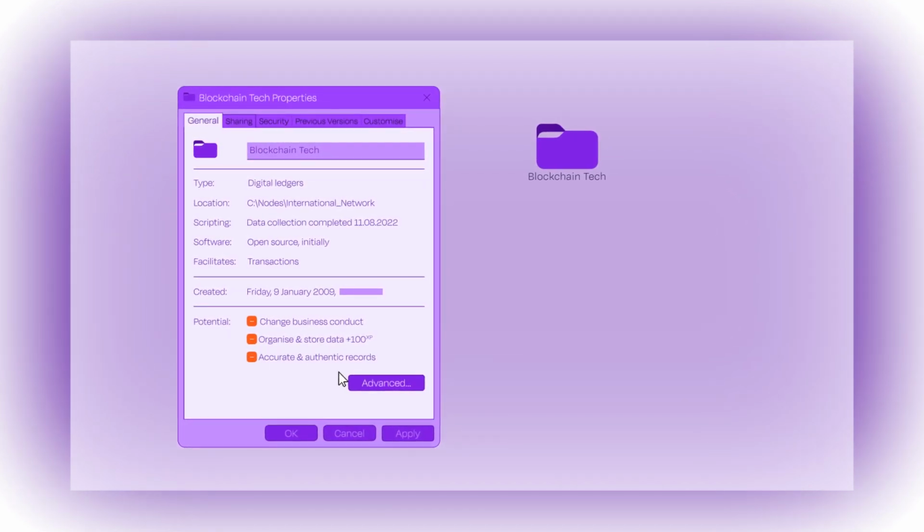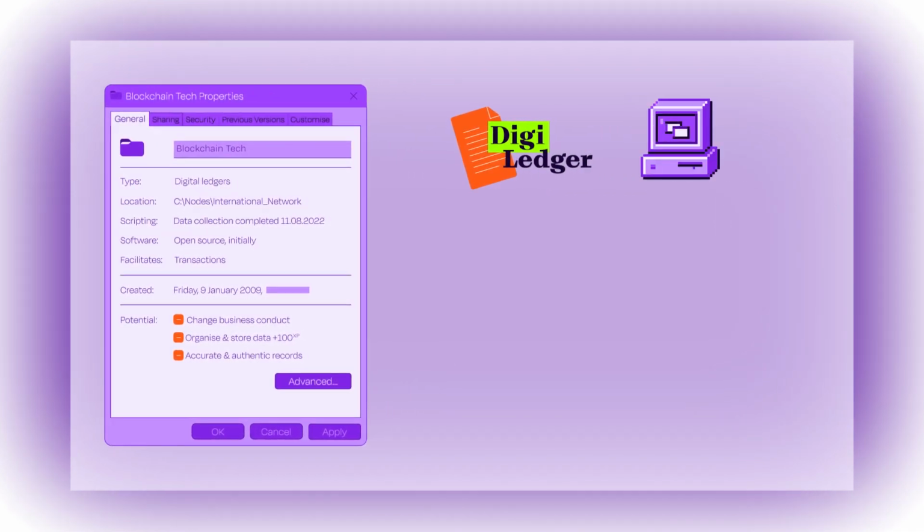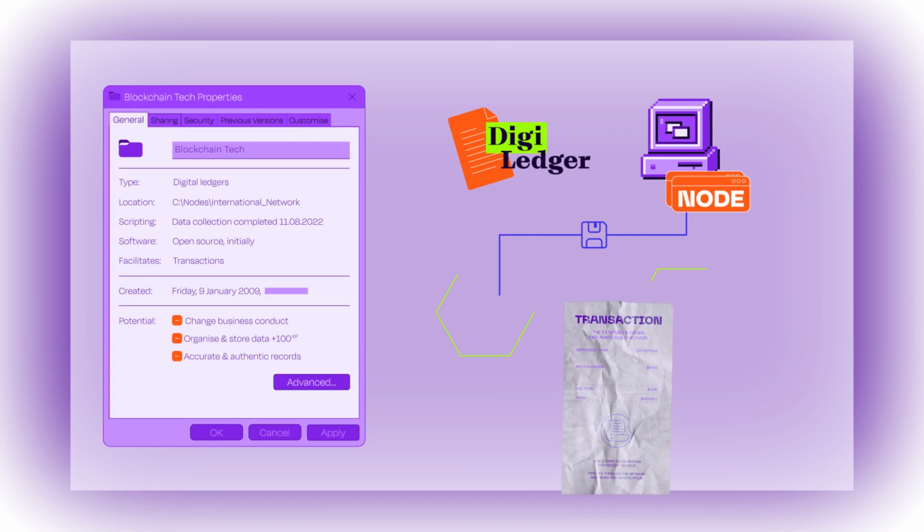Blockchain technology. It has the potential to change how we conduct business and organize and store data by enhancing the accuracy and authenticity of records. Blockchains are digital ledgers. A bunch of computers, referred to as nodes, track transactions through a network. What differentiates blockchain technology is the distributed ledger technology behind it.